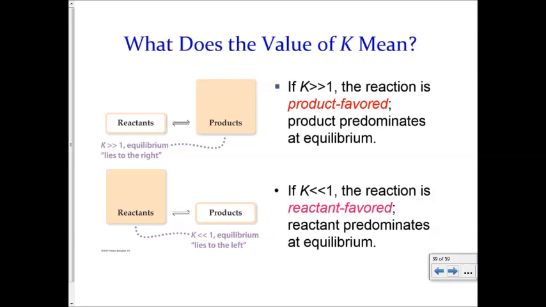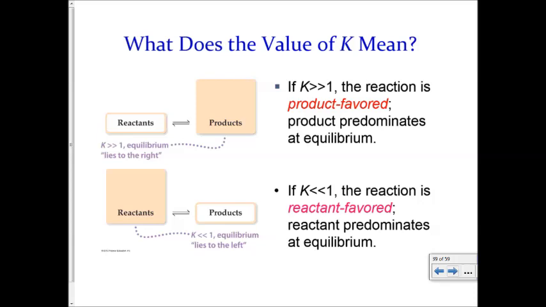So the equilibrium position, you could say, lies to the right. If it lies to the right, it lies to the product side. You could say equilibrium lies to the left, and that means it's going to be more on the reactant side of things. But the actual numerical value of K will tell you.